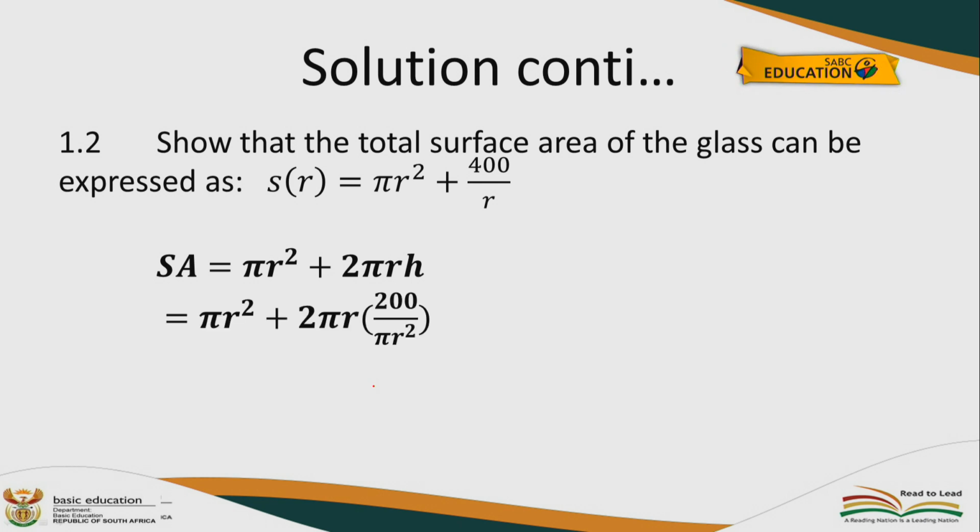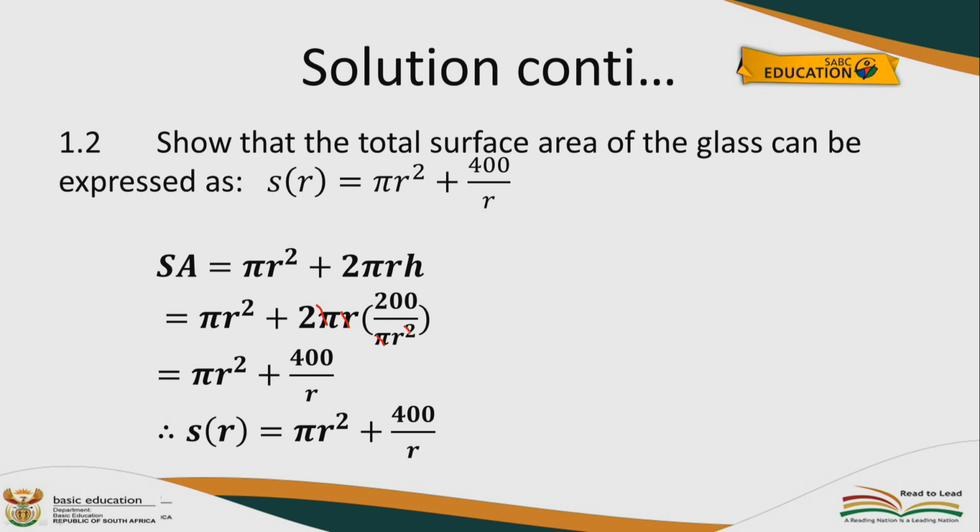Now, we are going to replace our h with the expression that was given for h, which is 200 over pi r squared. And then if we simplify, you will see that that pi would cancel with the pi in the numerator there. That r would cancel with one of the r's in the denominator. And then you multiply that 2 with the 200, you will get 400. So this gives us that the surface area is pi r squared plus 400 over r, which is exactly what we were asked to show.